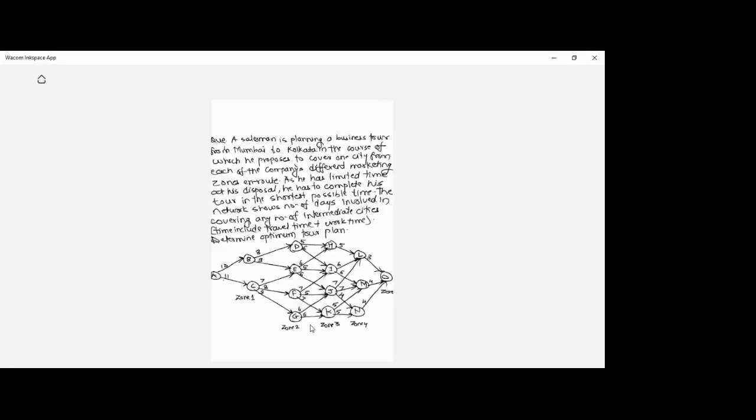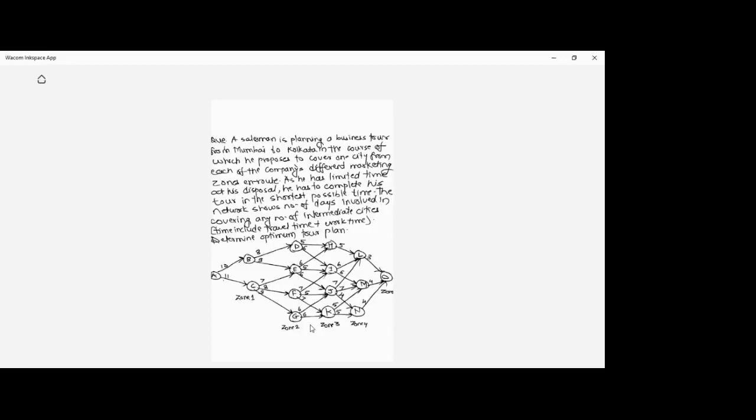right? So zones 1, 2, 3, and 4 have been identified, and that will help us break this problem into different stages. So it is a multi-stage decision problem. Starting from the start itself, we have to decide which city we have to go to, B or C.